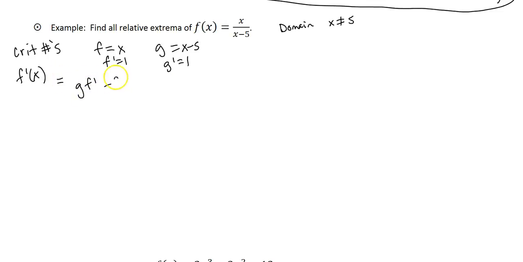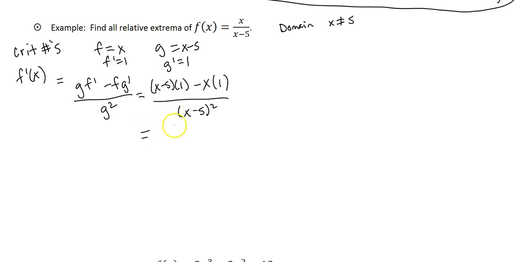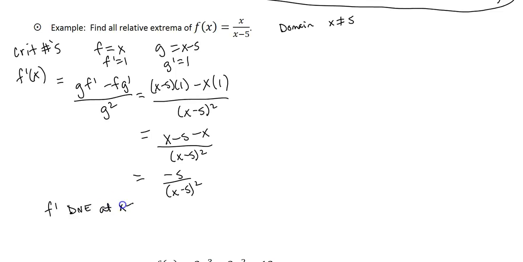So this is going to be low d high minus high d low over low low. So that would be 1 times x minus 5, minus x times 1, getting this backwards today, all divided by x minus 5 squared, which is x minus 5 minus x over x minus 5 squared, which is negative 5 over x minus 5 squared. So this doesn't exist at the same place where f of x doesn't exist. So f prime does not exist at x equals 5.